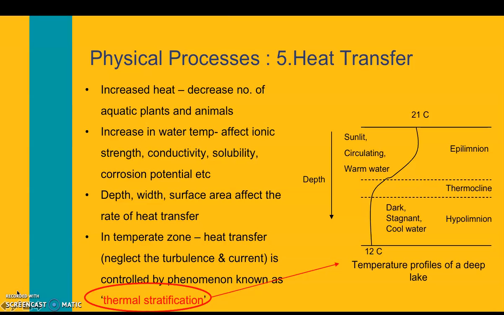Another physical process is heat transfer. The temperature of the water is very important for us to know, because we can treat it as an indicator. By increasing heat, the temperature will increase, and the number of aquatic plants and animals will decrease. There is a certain allowable temperature for these aquatic plants and animals to survive.